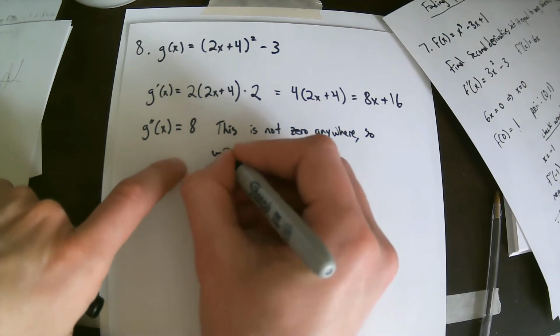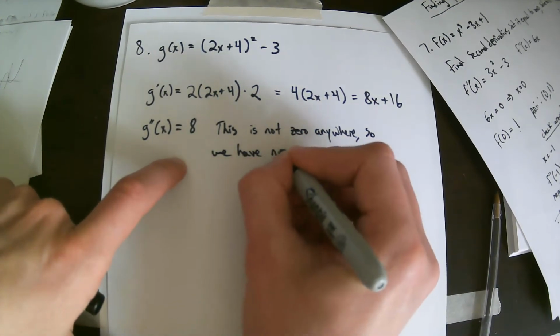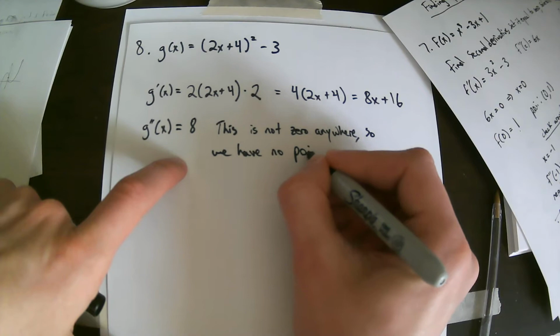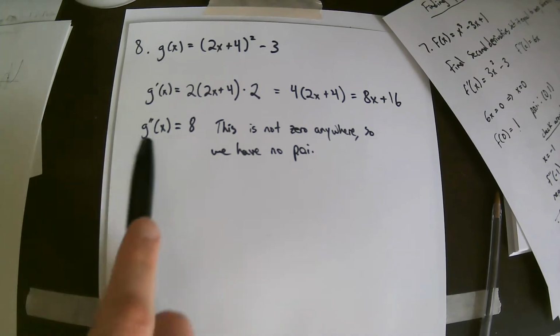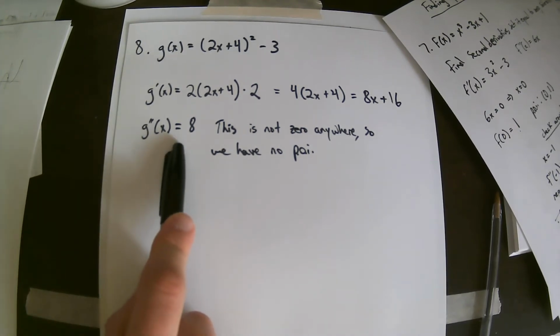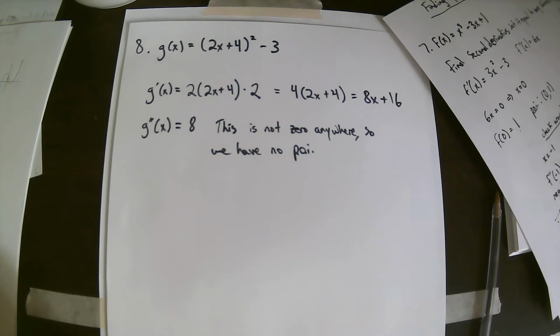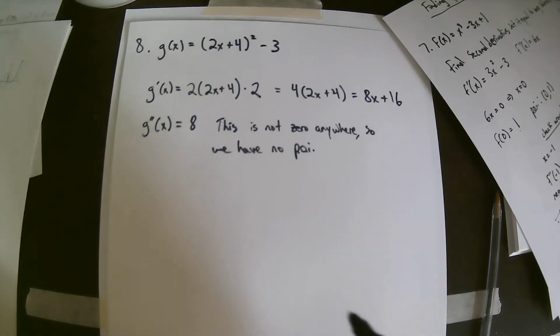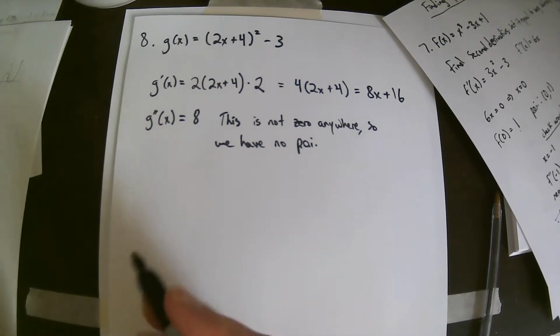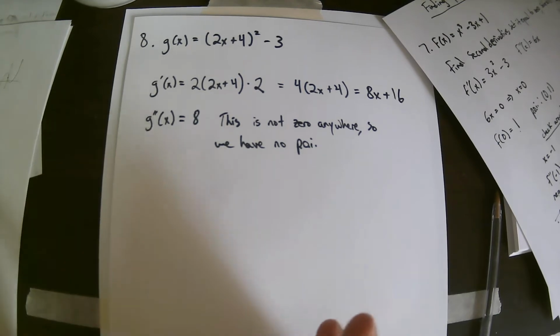So, we have no points of inflection. You can have points of inflection at undefined spots in your second derivative, but clearly this doesn't have any, there's no x for anything to be undefined. It's just an 8. So there are no points of inflection. But we still need to know, is it concave up or concave down? Does it have any behavior like that?